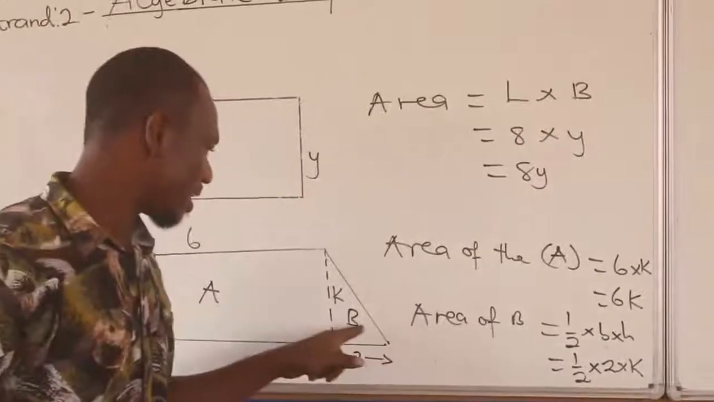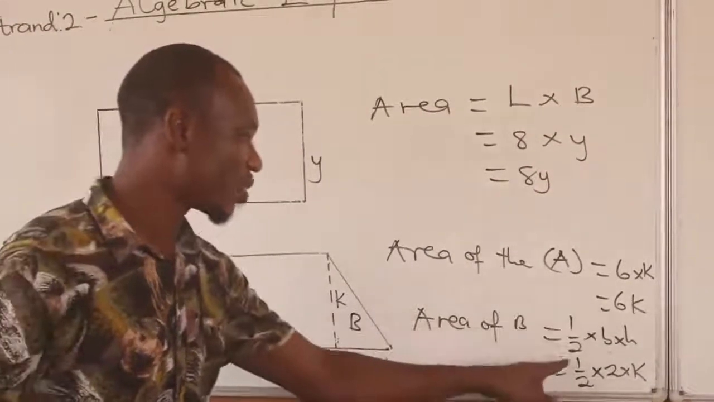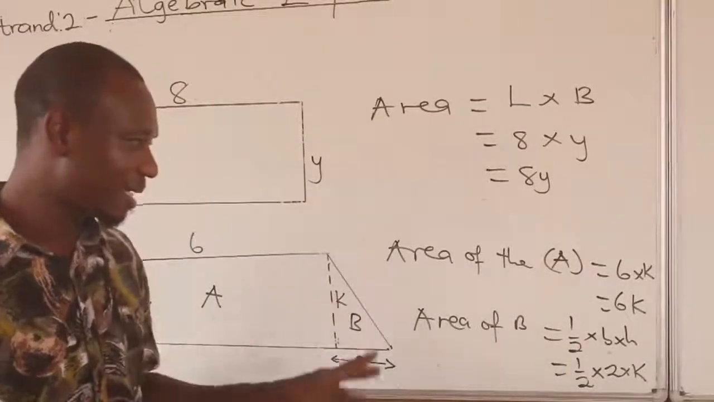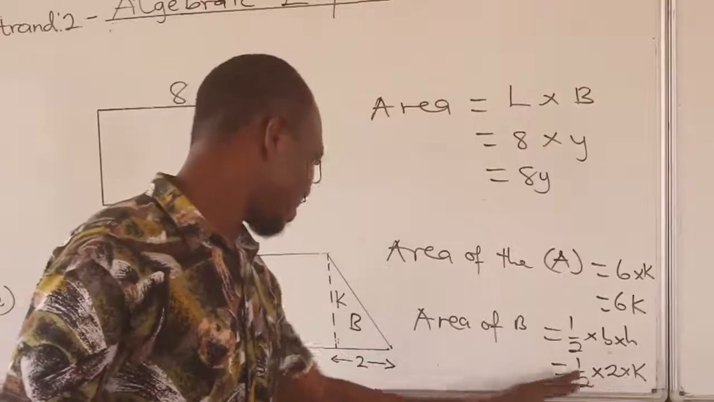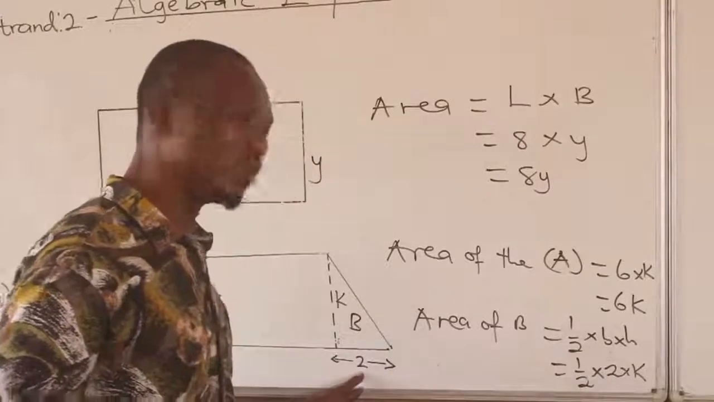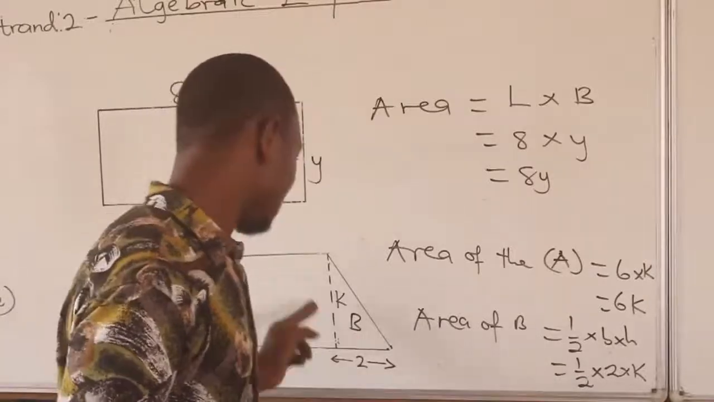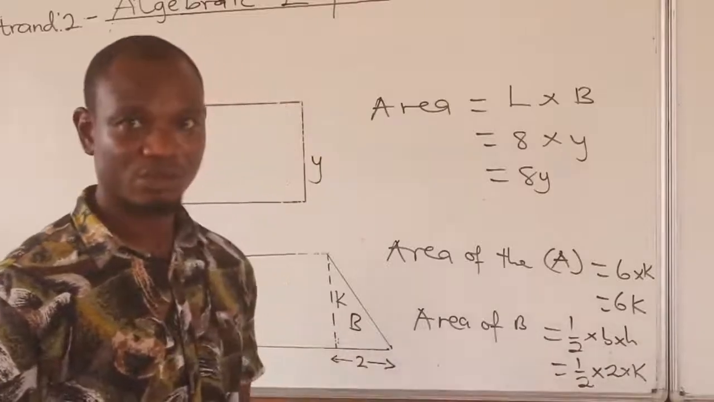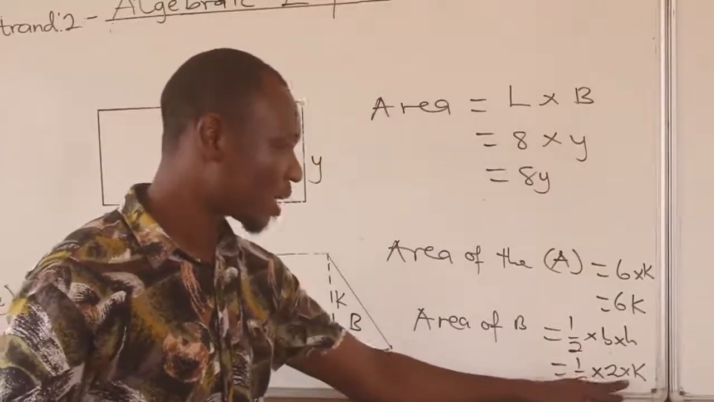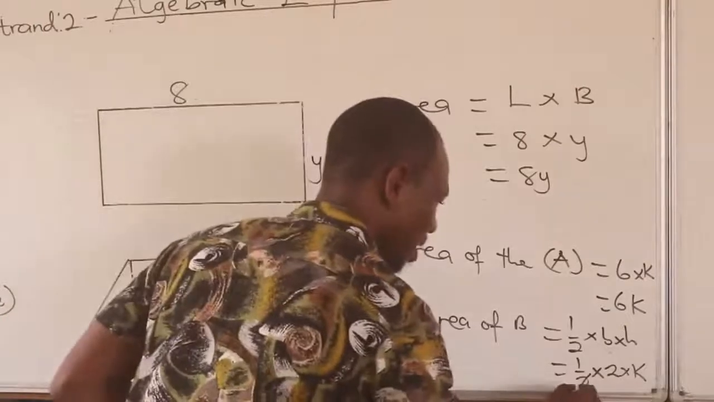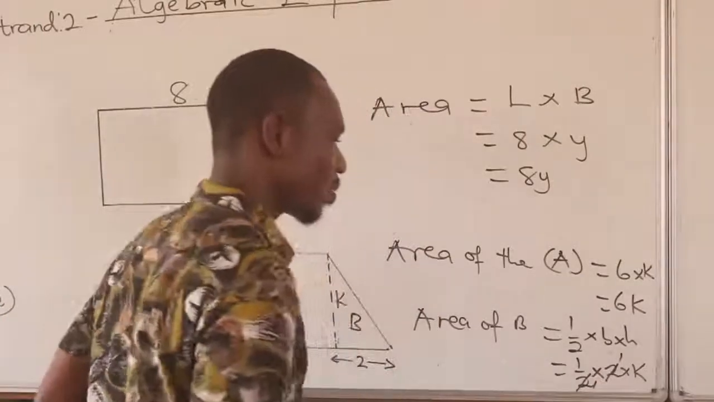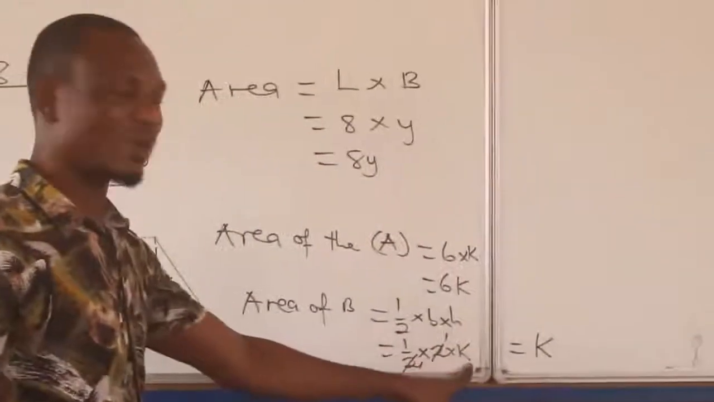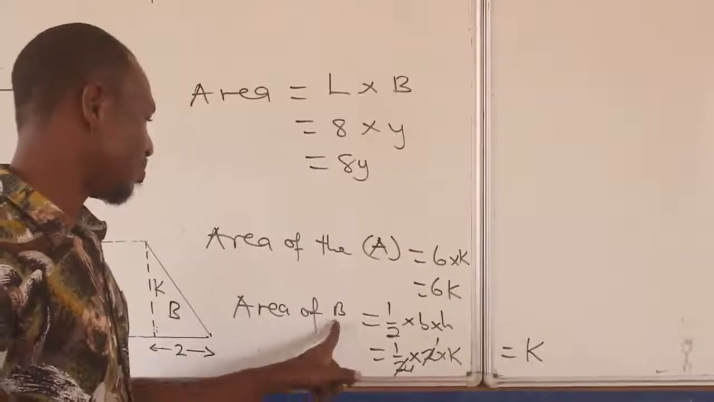This is area, and we know this B is a triangle, and the triangle is half times base times height. Half is constant. It means it is already in the formula, so you can't take it away. So 1/2 times the base. The base is 2, the down, shorter part of it. And the height is K, the height of the triangle. When you multiply this, you can cross out. 2 and 2 cross out, leaving 1 and 1. So we have 1 times K, which is K. So the area of B is K.